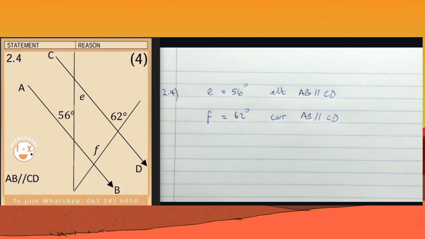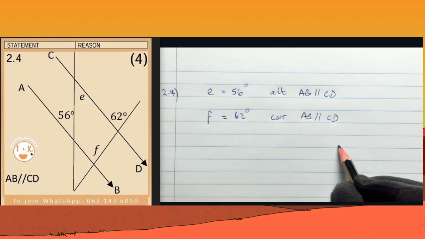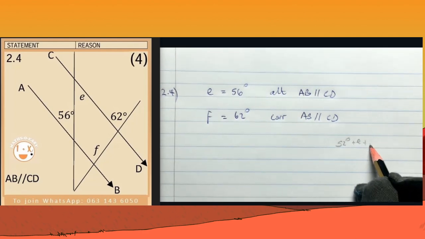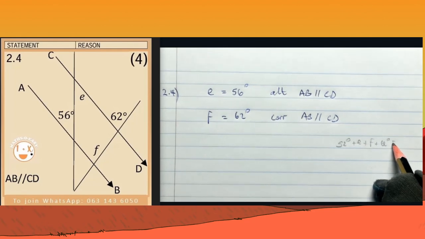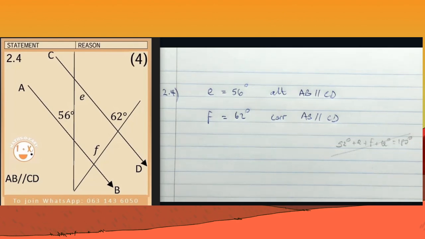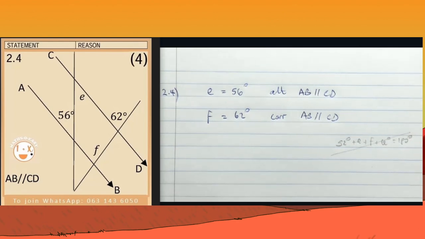Okay, so what have they done? They've drawn a picture that looks too busy with how many lines? 4 lines, and looks like a triangle and all of that. Okay, so if you know your work, you are not going to say 56. What is it? 52 plus E plus F plus 62 is equals to 180. No, member, no. Okay, don't abuse 180.